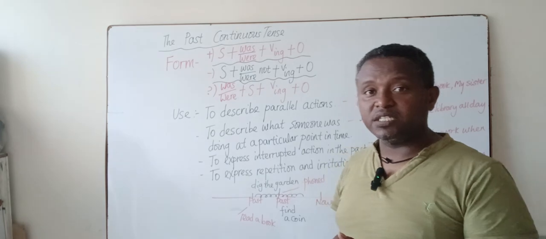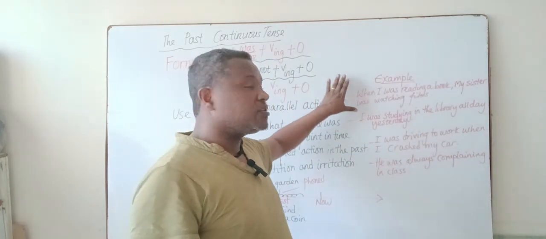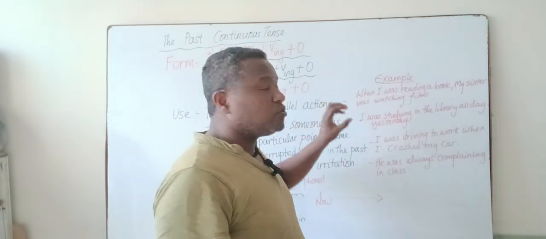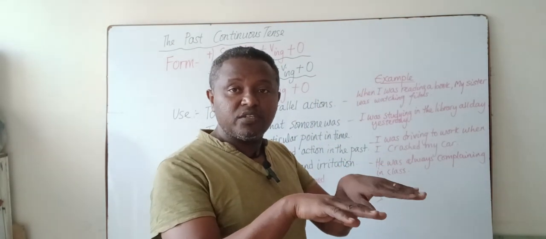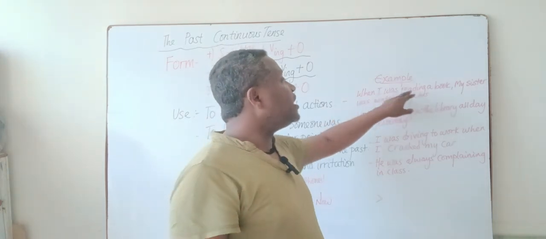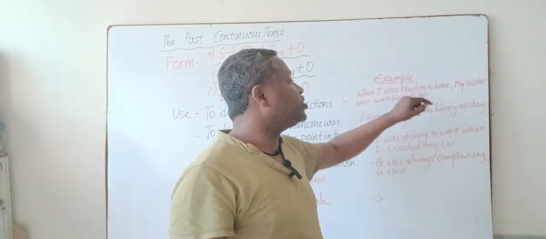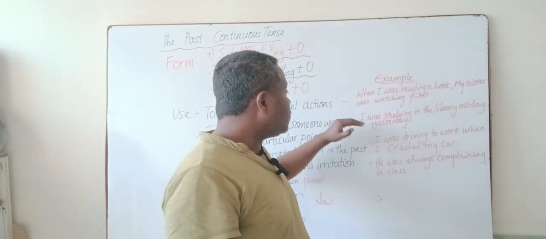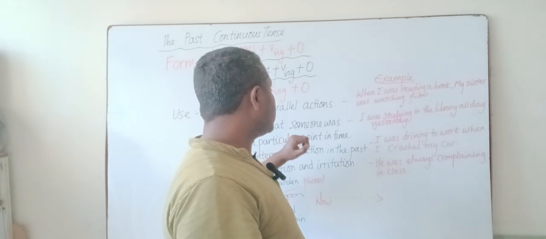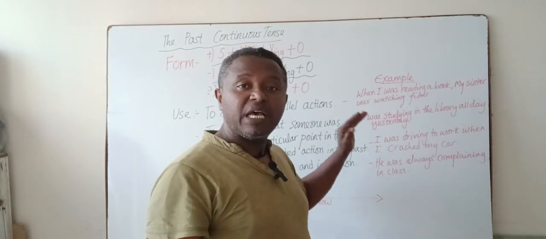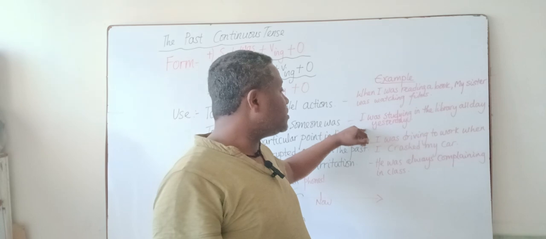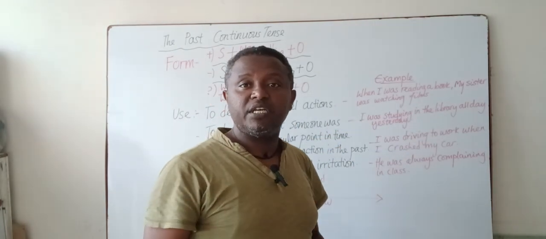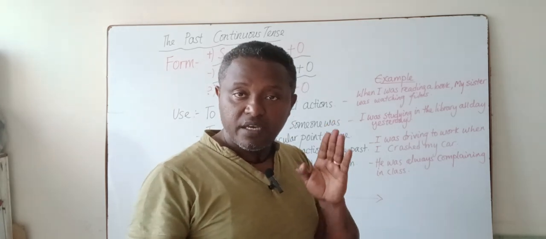Giving some examples under these, for example, when we want to talk about parallel actions going together, you can say, when I was reading a book, my sister was watching films. And when you want to talk about what someone was doing at a specific time in the past, you can use the past continuous. I was studying in the library all day yesterday.